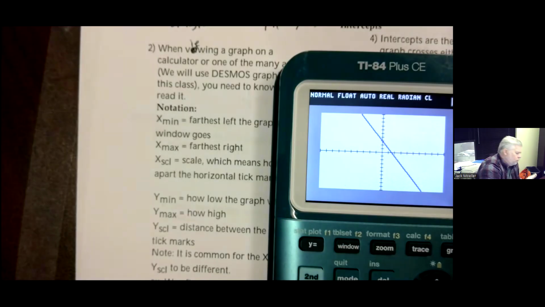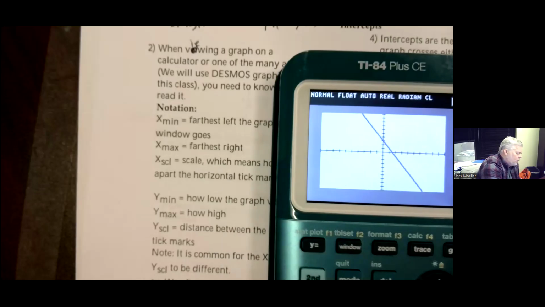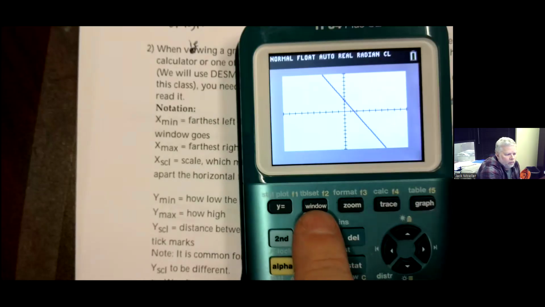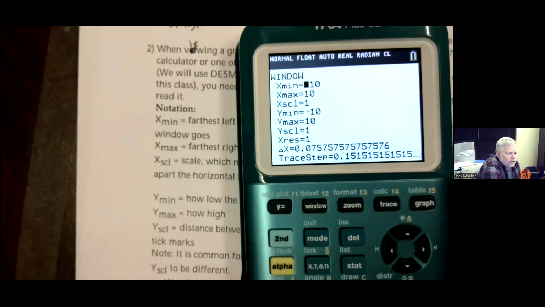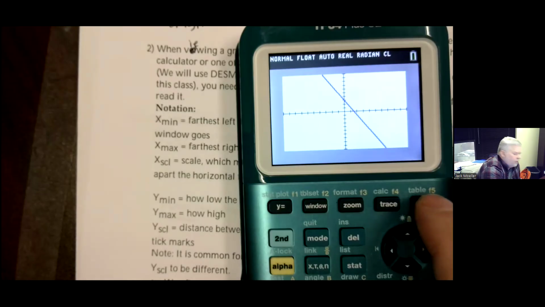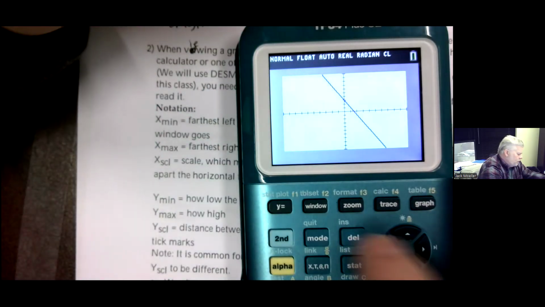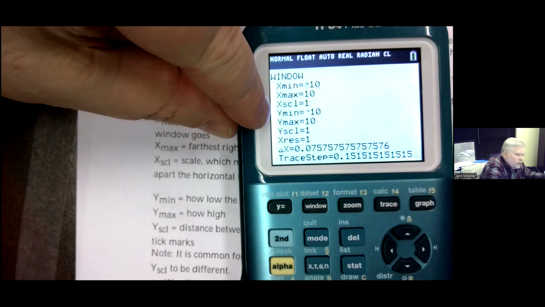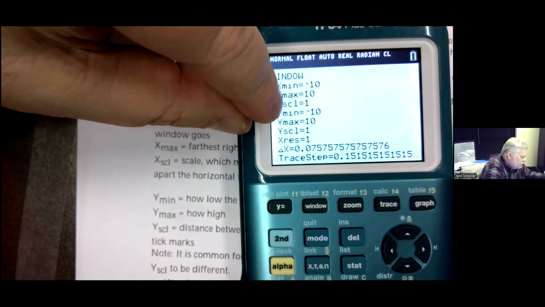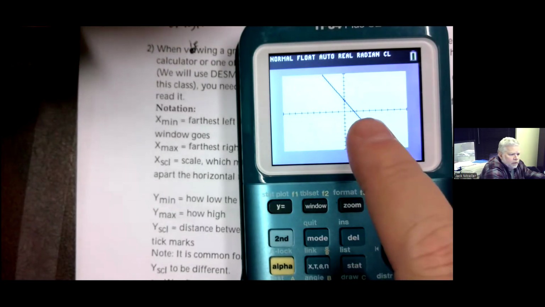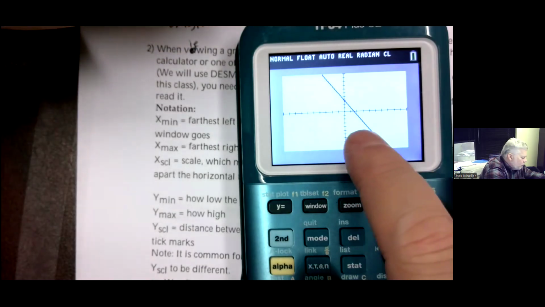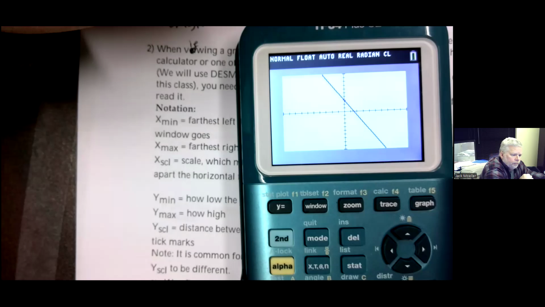Well, how do you know what all that information is on the graphing calculator? If you come back up here to the top row, the second one is window. And it's going to tell you exactly what the window is. So when it says X min is negative 10, X max is positive 10, and you go back to the graph, it's telling you it's negative 10 on this side, positive 10 on this side. And then the X scale is 1. So that means all those little marks are counting by ones. So that's 1, 2. So that line crosses the X axis somewhere between 1 and 2.